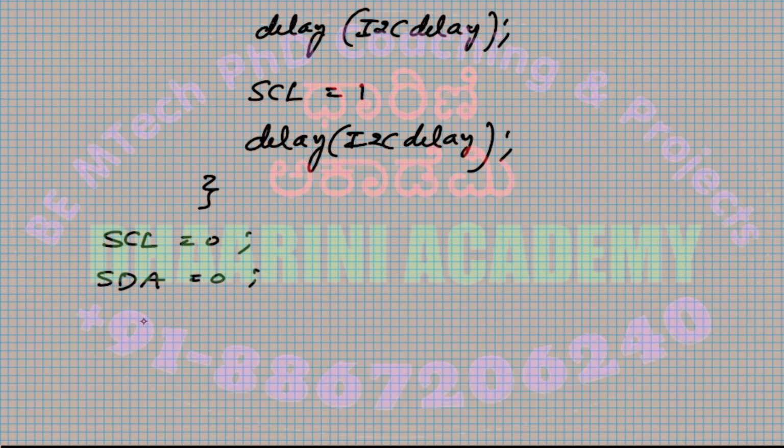So what happens after these 8 bits of data are transmitted? You make SCL equal to 0. You make SDA equal to 0, because whatever comes on that line, I need to pick up. Now call delay, wait for some time, whatever I2C delay you want. Then make SCL equal to 1.